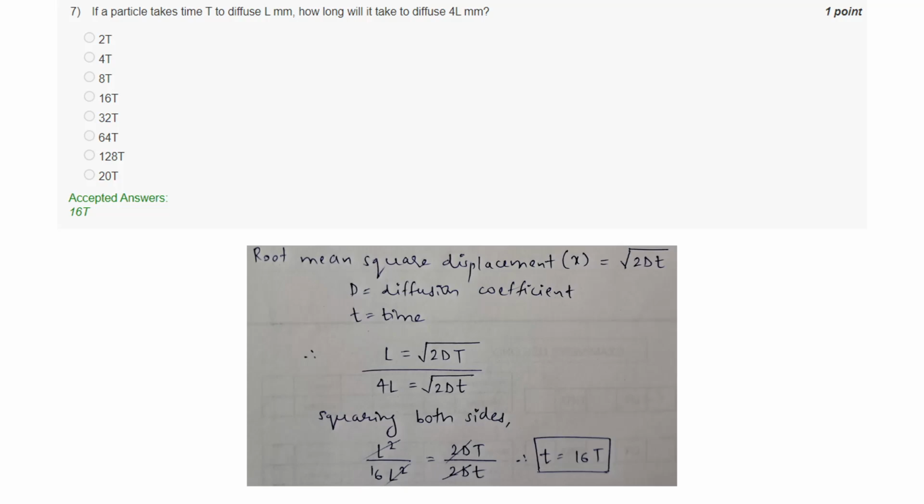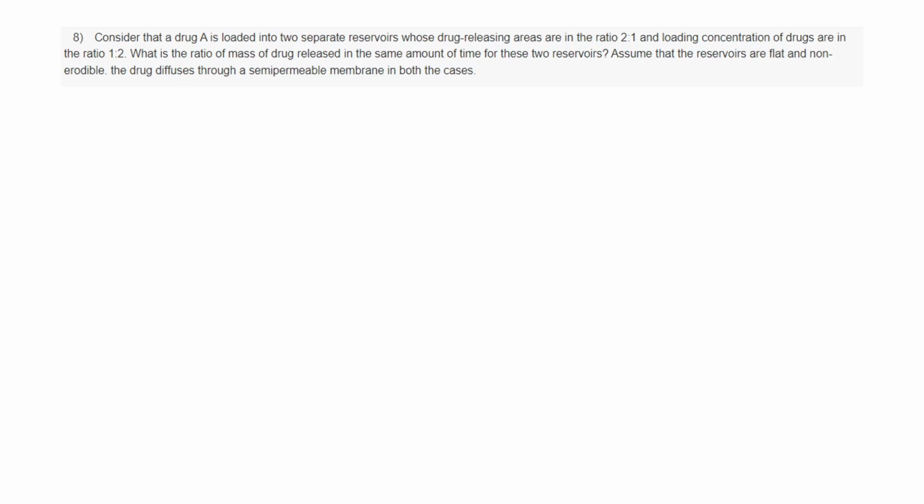Okay, so the next question is, consider that a drug A is loaded into two separate reservoirs whose drug releasing areas are in the ratio 2:1, and the loading concentrations of drugs are in the ratio of 1:2. Now, what is the ratio of mass of drug released in the same amount of time for these two reservoirs? Assume that the reservoirs are flat and non-erodible. The drug diffuses through a semi-permeable membrane in both the cases. I'll give you guys some time to carefully read through the question, solve it, and then let me know the answer.